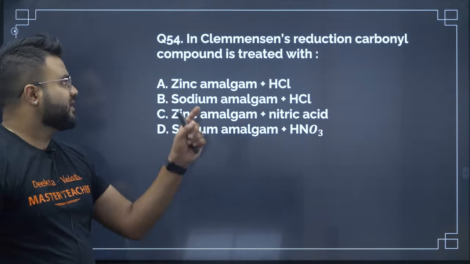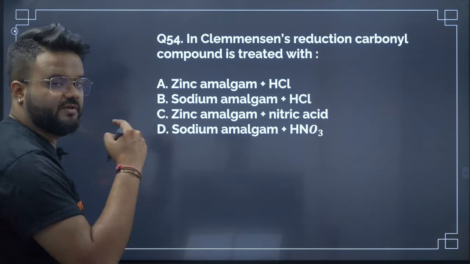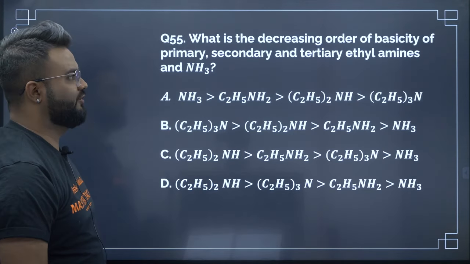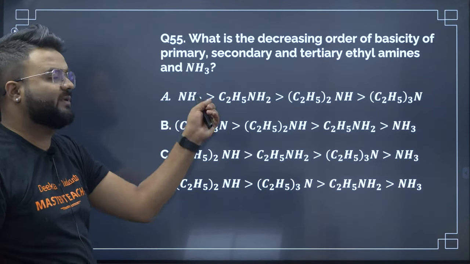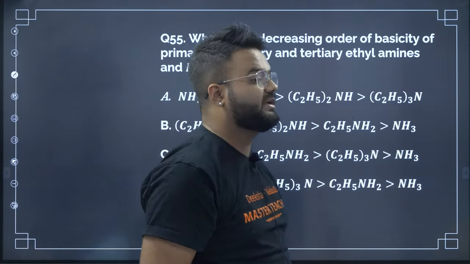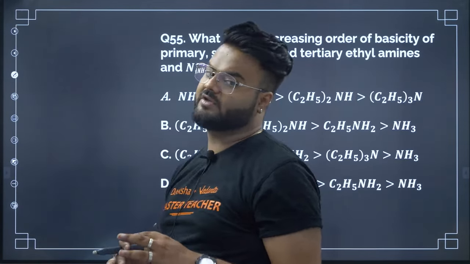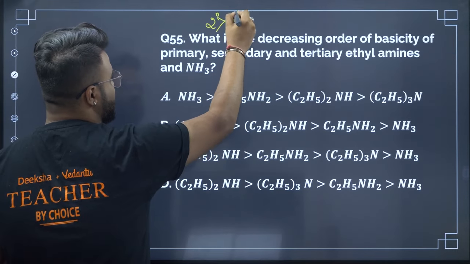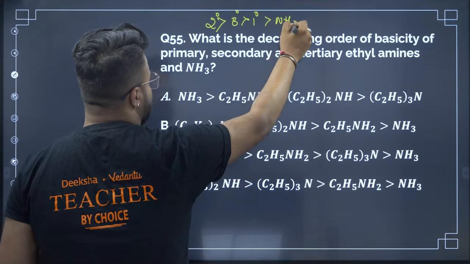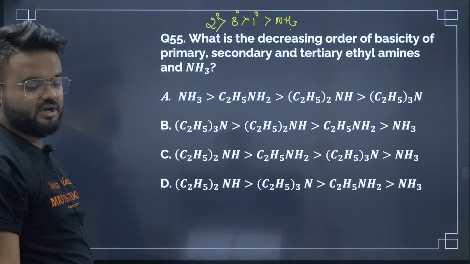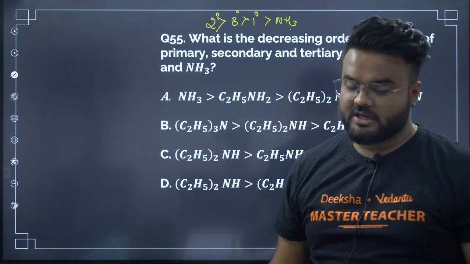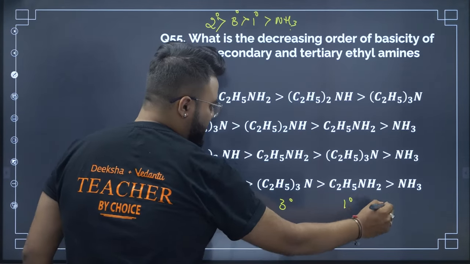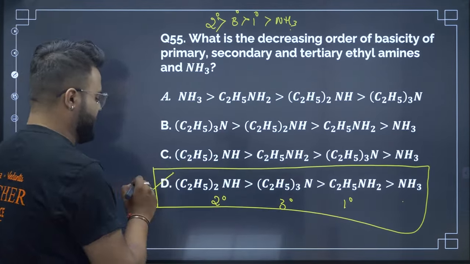In Clemmensen reduction, a carbonyl compound is treated with, very simple, we have already studied this, zinc amalgam and HCl. Very good. What is the decreasing order of basicity of primary, secondary and tertiary ethyl amines and ammonia? Guys, already in the NCERT text for the ethyl amines, they have directly given that it is secondary amines, then tertiary, then primary, then ammonia. Therefore, which option would be correct for this? Option D, secondary, tertiary, primary, then ammonia. Therefore, option D will be your correct answer.